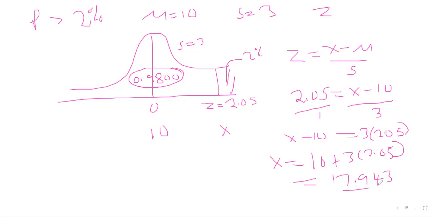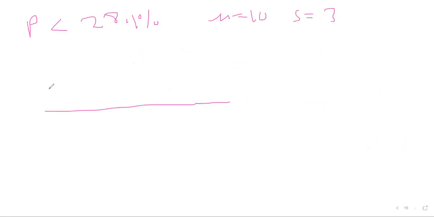So sometimes, suppose they asked you, find the value of X for which we are less by 28.1%. Okay. The mean is still 10. The standard deviation is still 3. Can somebody help me? Which side are we going to cut now? On the left or on the right side? On the left. On the left.